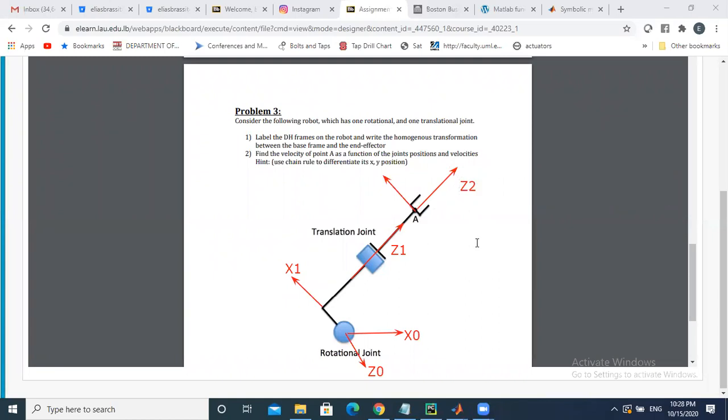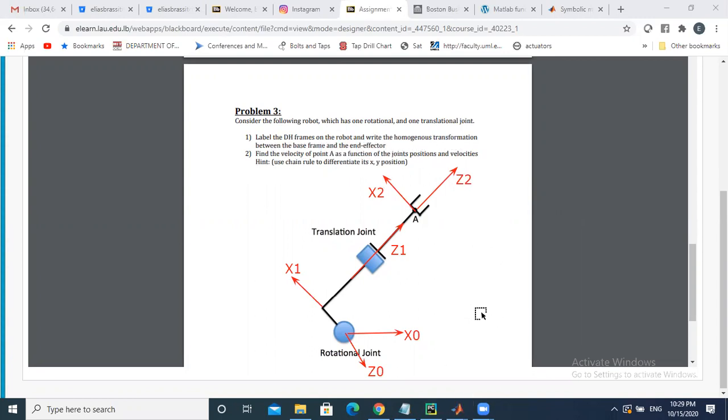Okay, this is my z2, and this is my x2. Okay, we're good. So this is your DH frames. Find the velocity under the dimension transformation between the base frame and the end effector.